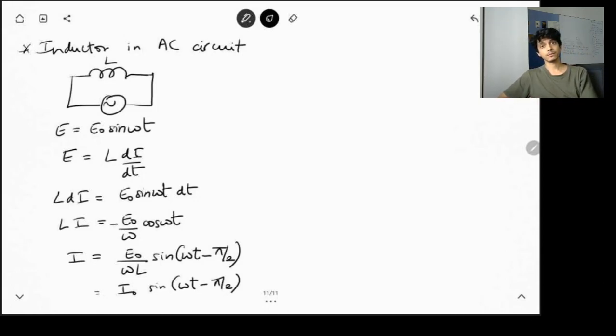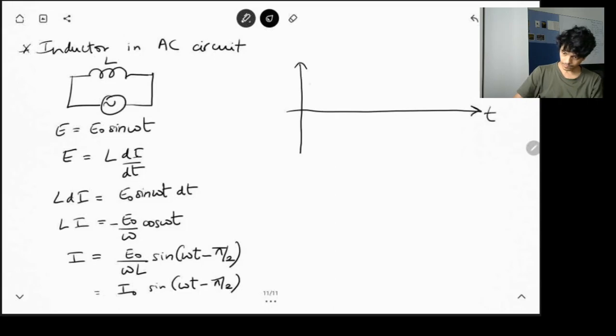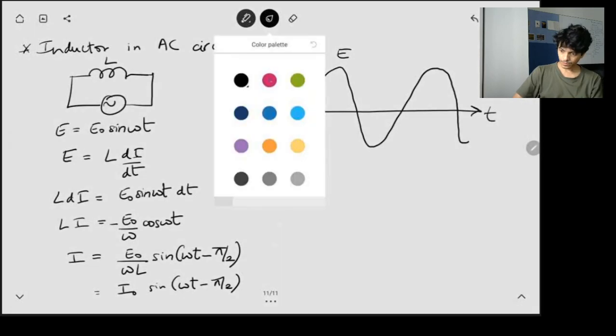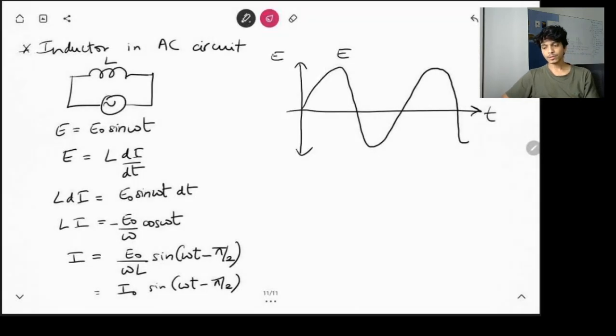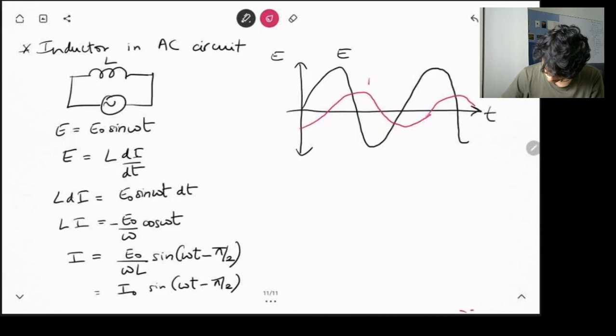Now let's see what this looks like when I plot it. As usual, I have my sinusoidal E, and now the current goes as sine of omega t minus pi by 2. So it is a phase difference of pi by 2 behind the EMF, behind the voltage. So it looks something like this. This is my I.